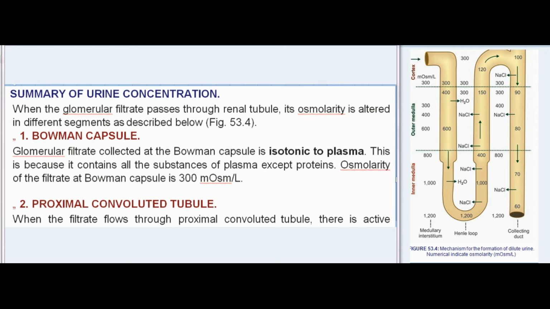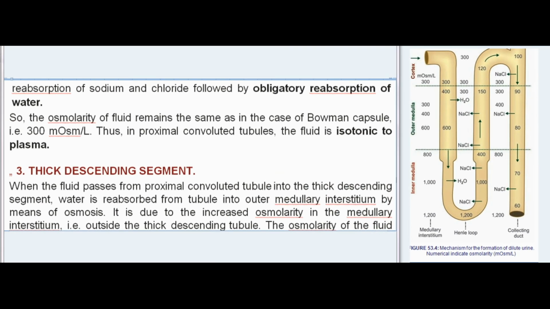2. Proximal convoluted tubule. When the filtrate flows through proximal convoluted tubule, there is active reabsorption of sodium and chloride followed by obligatory reabsorption of water. So, the osmolarity of fluid remains the same as in the case of Bowman capsule, i.e. 300 mOsm/L. Thus, in proximal convoluted tubules, the fluid is isotonic to plasma.